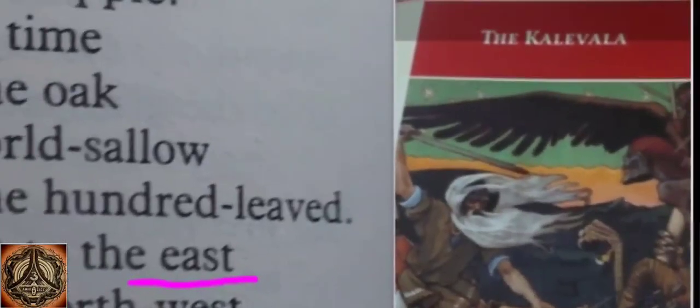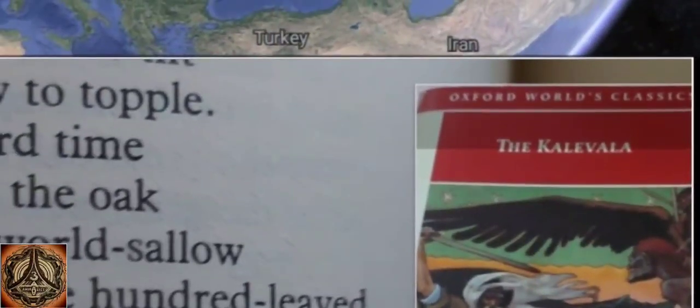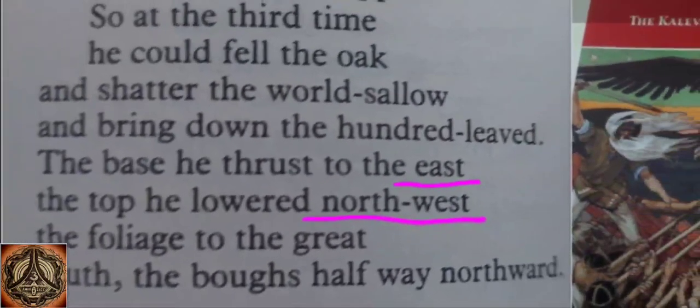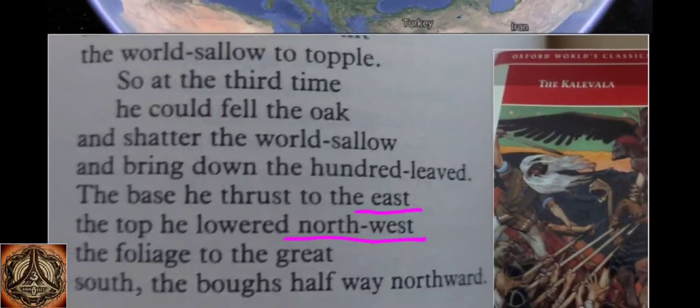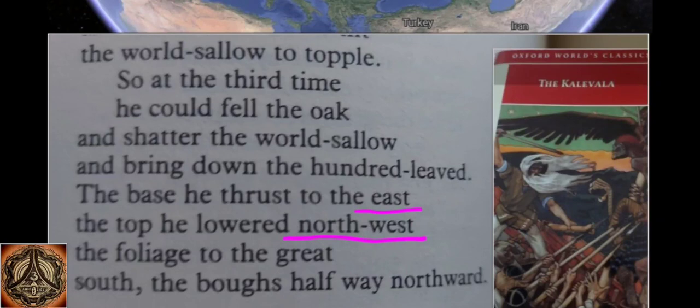And that's from the Kalevala, Oxford World's Classics. That's from the book itself. The world sallow to topple, sat at the third time. He could fell the oak and shatter the world sallow, and bring down the hundred-leaved. Which is the tree? The oak, the hundred-leaved. The base he thrust to the east, and the top he lowered northwest. The foliage to the great south, the boughs halfway northward.